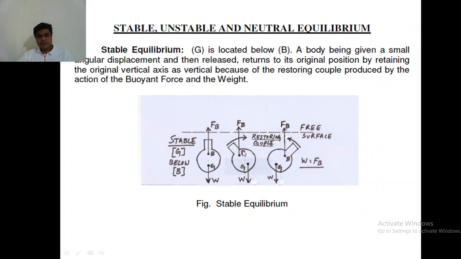If you rotate it to the left hand side in the anti-clockwise direction, this couple will act in the clockwise direction and restore the object to the equilibrium condition. If you twist the object in the clockwise direction, this restoring couple will move it in the opposite, anti-clockwise direction and bring the object to the stable condition. This condition is called stable equilibrium for submerged bodies. This is possible only when the center of gravity is below the center of buoyancy.